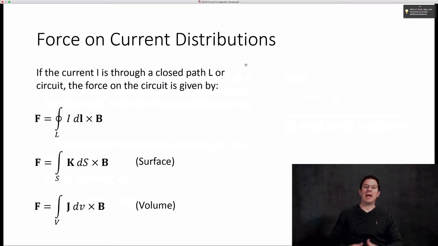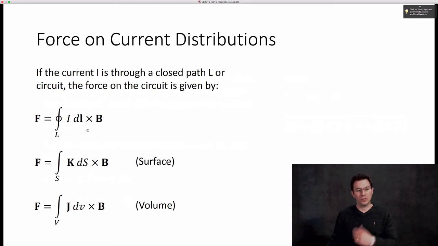Well, what happens if instead of a little differential current element, you have some current distribution, be it a line current, a surface current, or a volume current? How do we figure out how much force each of those distributions feels? Well, if the current I is through a closed path L, or flowing through a circuit, the force on that circuit is given by this equation. You just simply integrate that little differential current element all the way around the closed path L.